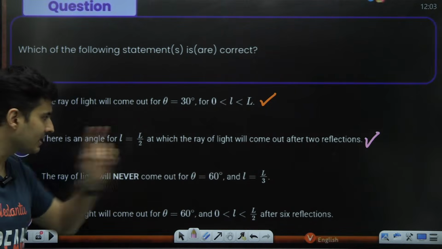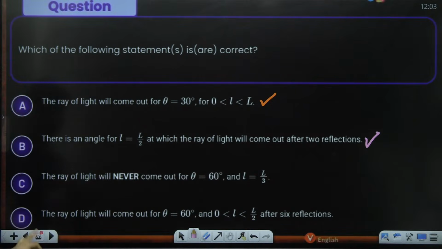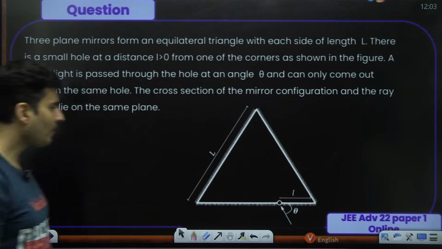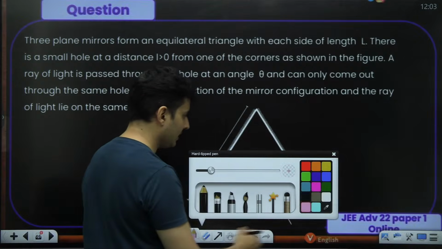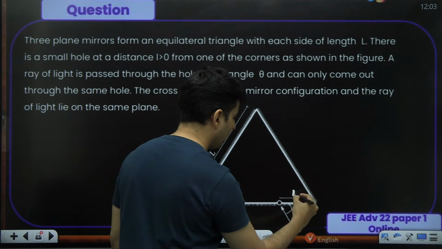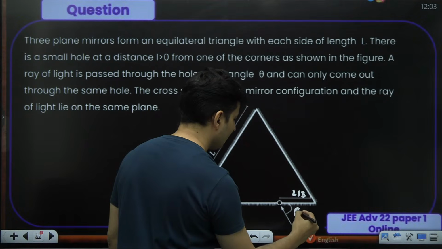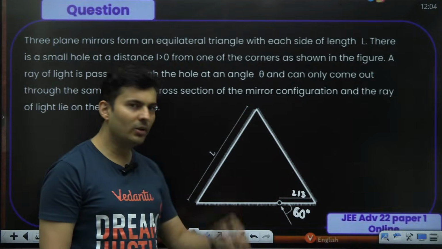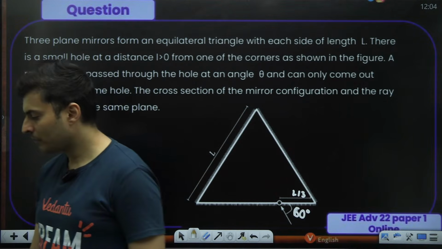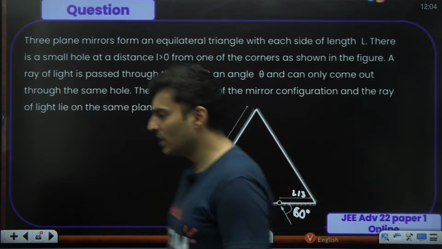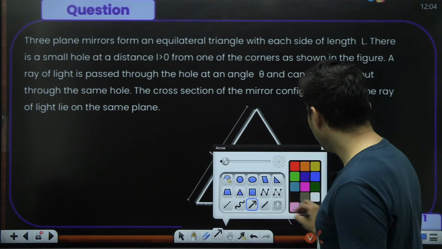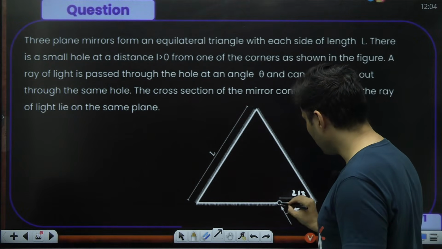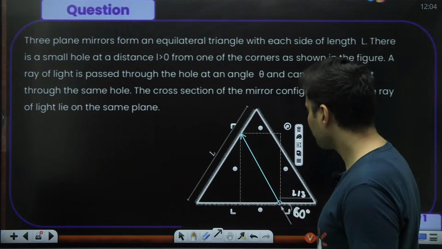What about 60 degrees and l equal to L by 3? 60 degrees and l equal to L by 3. Okay. So this is nothing but L by 3, and this is nothing but 60 degrees. Very interesting. What do you think will happen at this particular angle? Come on, think about it. The light definitely will enter somewhere, let's say like this. 60 degrees is a lot of angle. It will go like this.